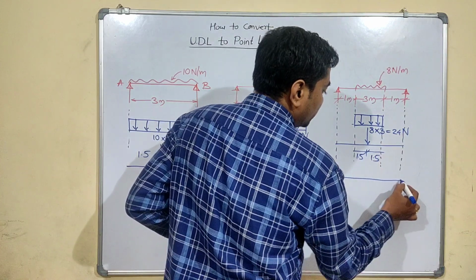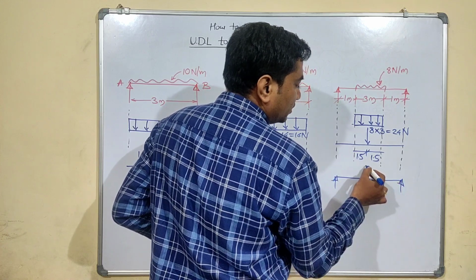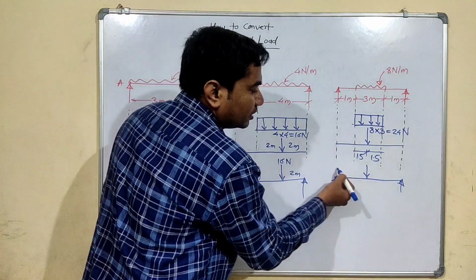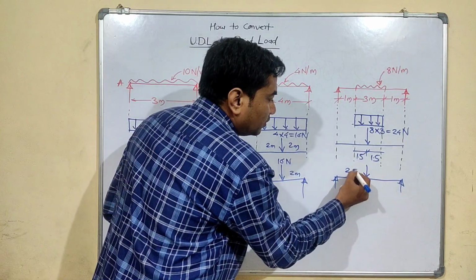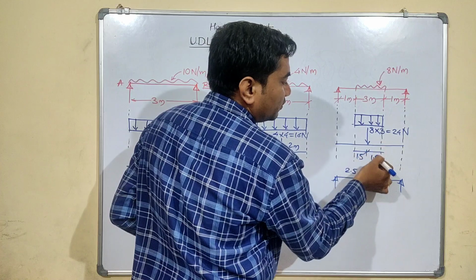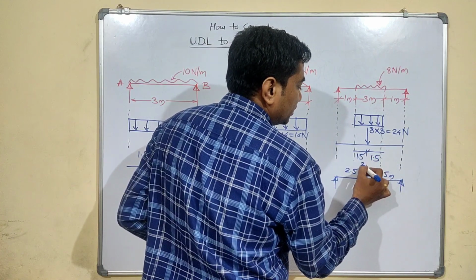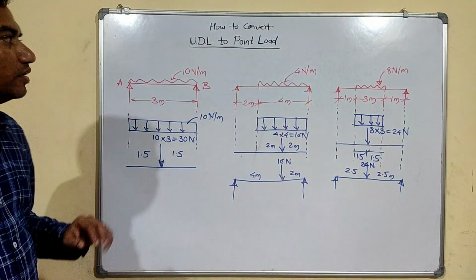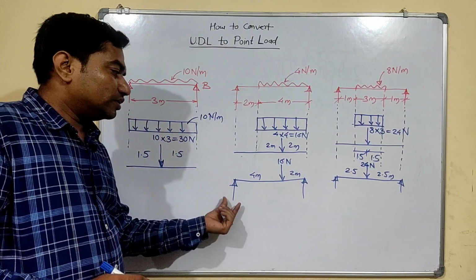So we can draw the fresh diagram where we can show the supports A and B, and this is the point load which is converted from the UDL. Now this distance becomes 1.5 plus this one, that is 2.5 meter, and this distance becomes again 1 plus this 1.5, that is 2.5 meter, and intensity is 24 Newton. So in this way we can easily convert the UDL into point load, and this is required to calculate the reactions at the supports.